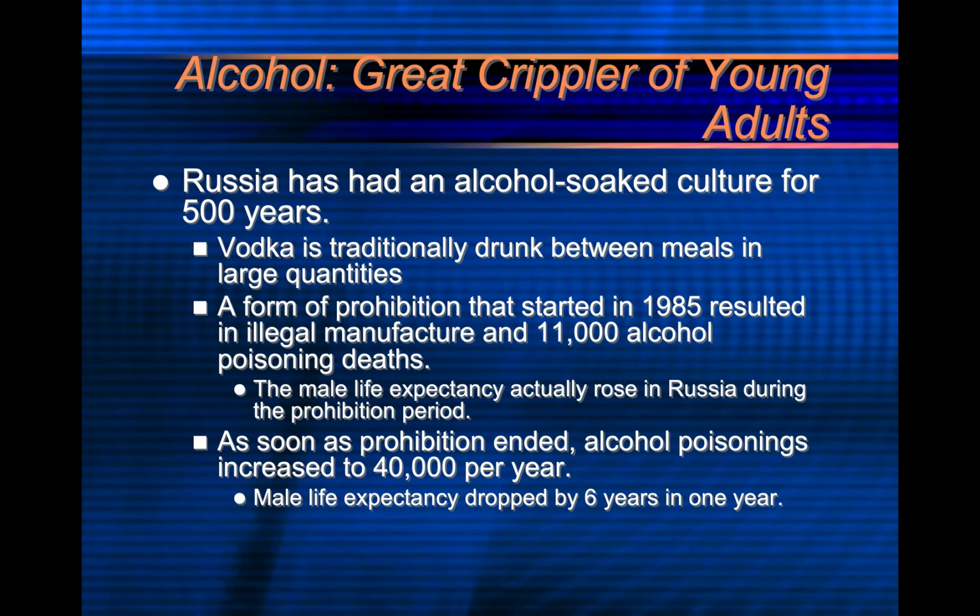It's really strong stuff. A form of prohibition, this is weird, a form of prohibition that started in 1985 resulted in illegal manufacture and 11,000 alcohol poisoning deaths. The male life expectancy actually rose in Russia during the Prohibition period when they didn't have nearly as much vodka to drink. As soon as Prohibition ended, alcohol poisonings increased to 40,000 per year, almost 4 times. Male life expectancy actually dropped in 1 year by 6 years because they were drinking so heavily.